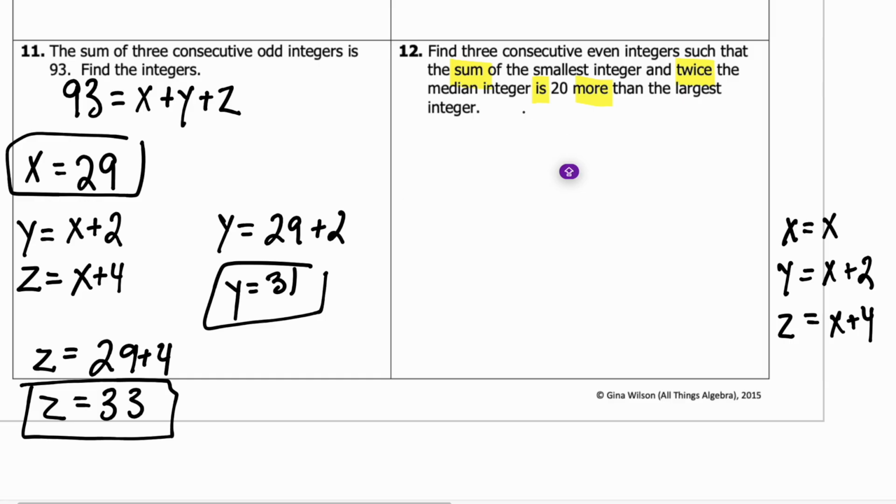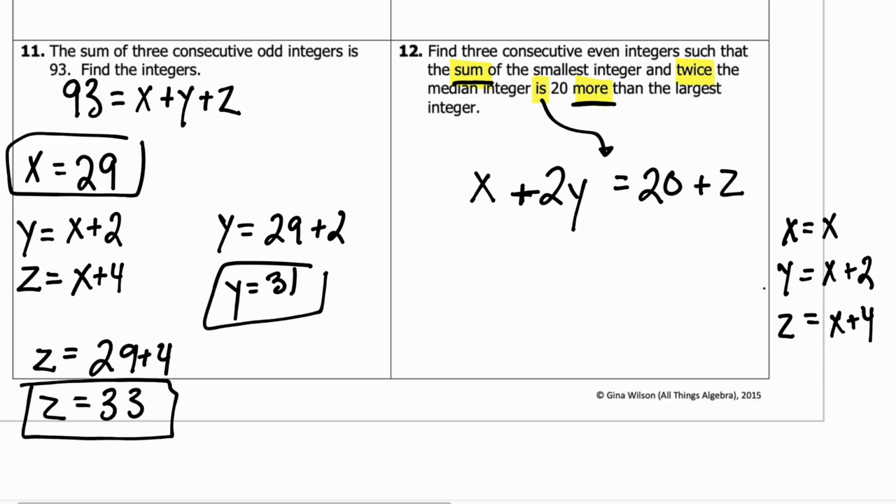Okay, so they're telling us that the sum of the smallest, and we know that x has to be our smallest, so let's put x is our smallest plus twice the median, and median just means middle, right? The number in the middle. So it would be 2 times the middle, which is our y, is, right? They tell us is 20 more. And since it's addition, it doesn't matter which one comes first. It only matters for subtraction. So I'm going to put my 20 first. 20 plus the largest integer. And my largest integer is z in this case.